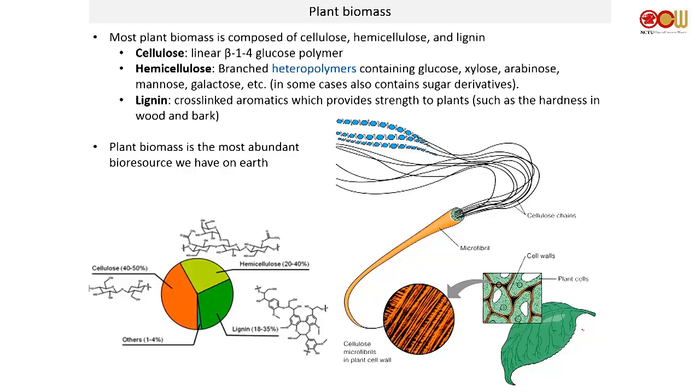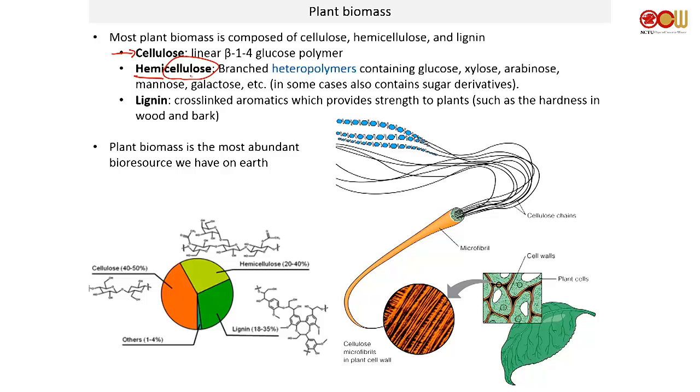Okay? Now, since we're talking about plants, I'll give you a little background on plant biomass. Plant biomass is composed of primarily three things. You have cellulose that we talked about, and you have another thing called hemicellulose. Hemicellulose is just any other sugar polymer inside of the structure, and it still forms a fiber. However, instead of all glucose, you can have a mixture of different sugars. For example, you can have glucose attached to xylose, attached to arabinose, attached to mannose, attached to whatever. Okay, so this is sort of a mixed polymer.